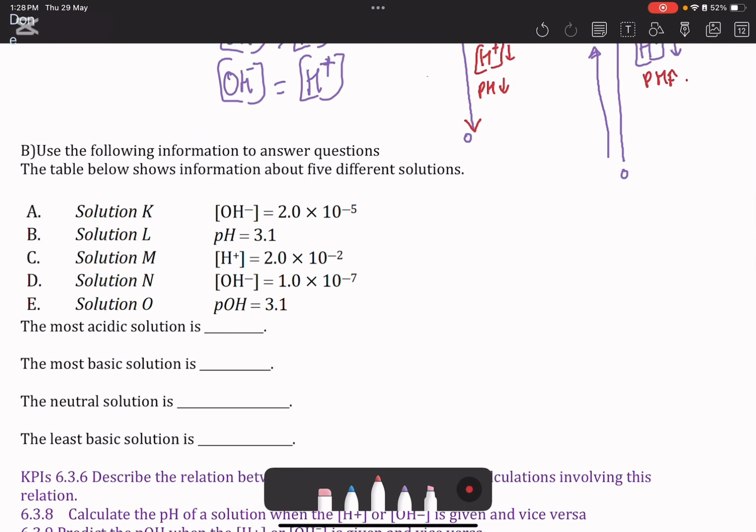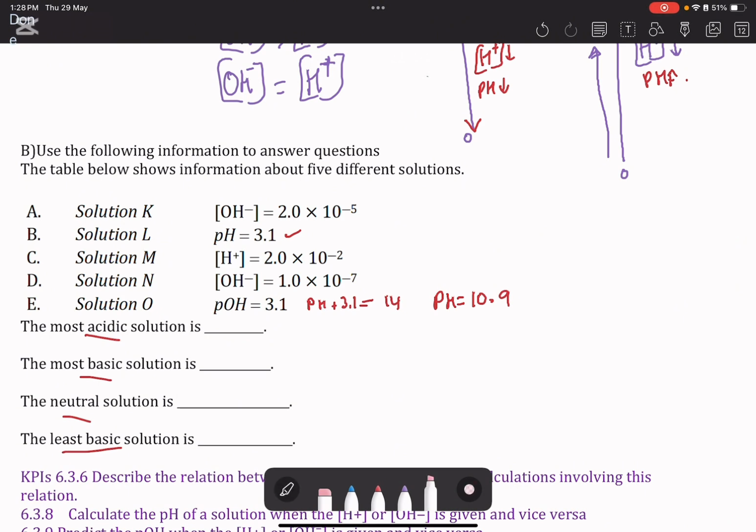Moving on with the questions. Use the following information to answer the questions. They want the most acidic, the most basic, the neutral, and the least basic. So before we start comparing, let us find the pH of all these solutions. So pH is given, pOH is given, so I can find the pH by doing this formula, pH plus pOH equal 14. So the pH is equal to 10.9. So solution O has 10.9.